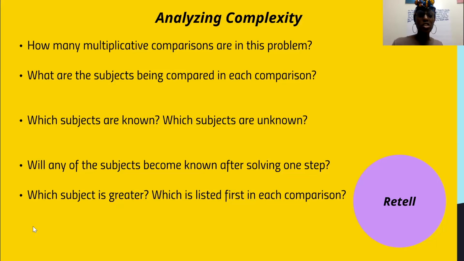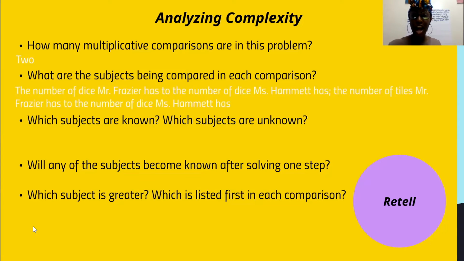Let's continue. So how many multiplicative comparisons are in this problem? We named it already. It is 2. It is a double comparison. And we see because it uses that language of times as many, times as much, 2 times. Now, what are the subjects being compared in each comparison? This one's a little bit more complicated than yesterday, but guess what? We still have it. We'll show lots of effort today.